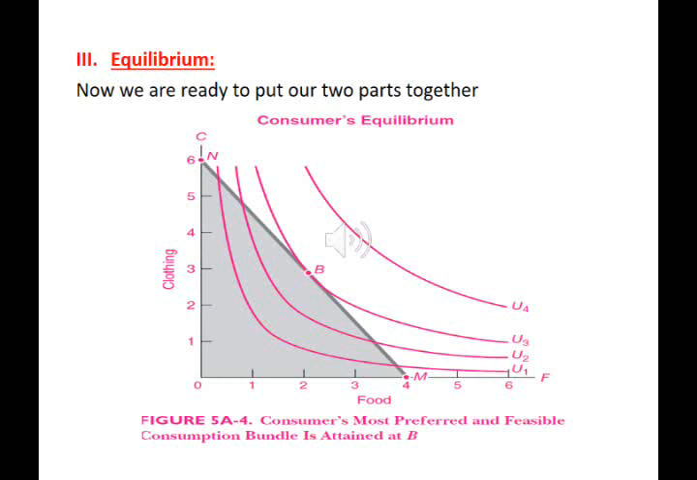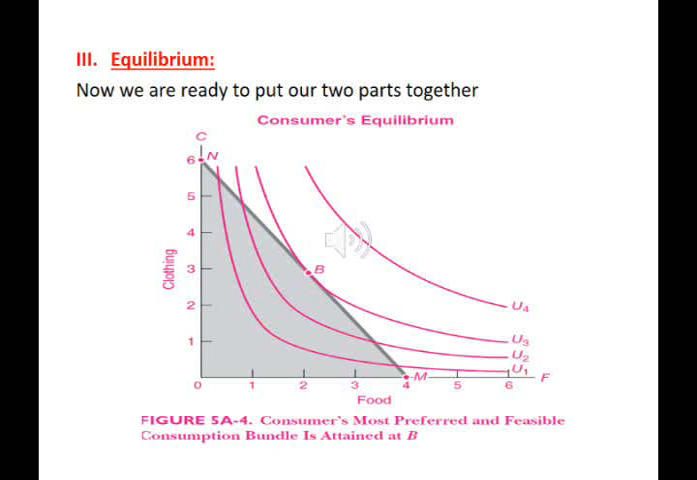However, there is only one that lies on the highest indifference curve, which is point B, because on the northwest of point B, there are two other points of intersection between the budget line and the indifference curves. However, they lie on lower indifference curves, on indifference curve U2 and U1, which means that they give our consumer a lower level of utility.